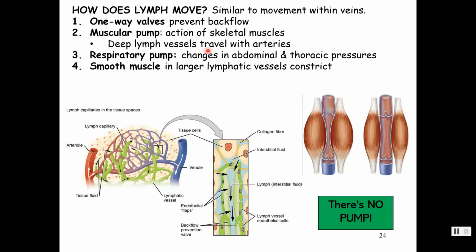Deep lymph vessels typically will travel by arteries, so the throbbing of the artery, the pulse of the artery, will also help move things. Once again, we're also going to use our respiratory pump. And then too, that smooth muscle in that middle layer in those larger lymphatic vessels can also constrict. And so, yep, there is no pump to that one-way meandering system.